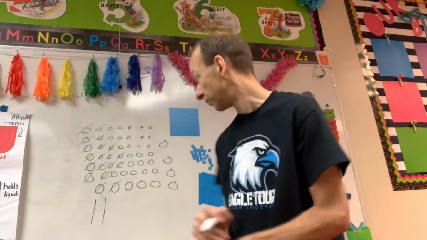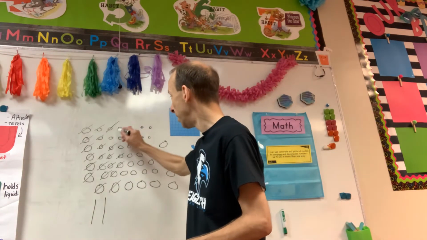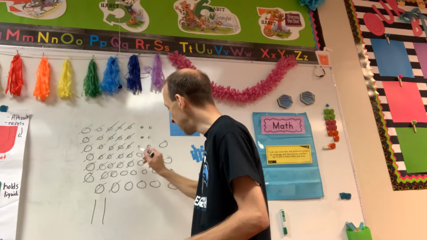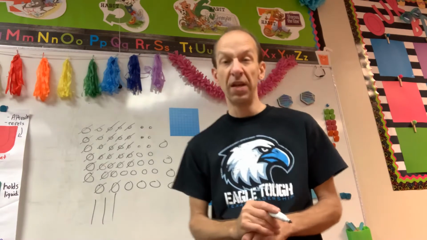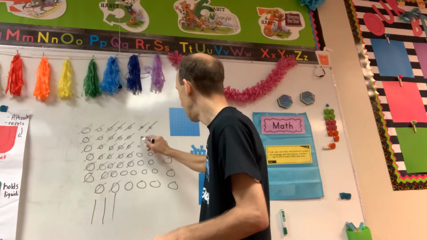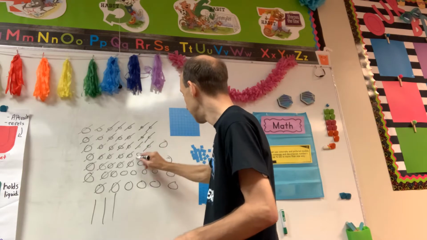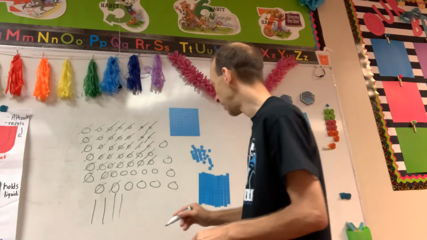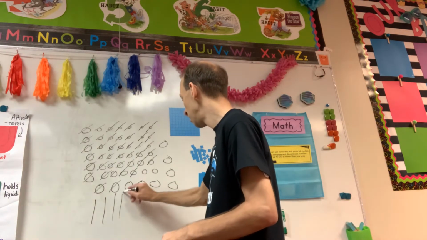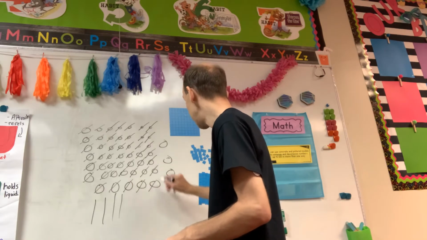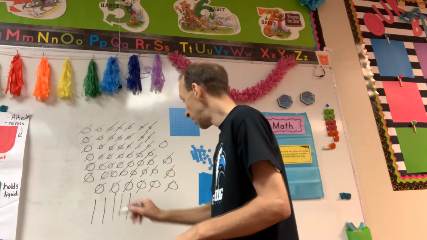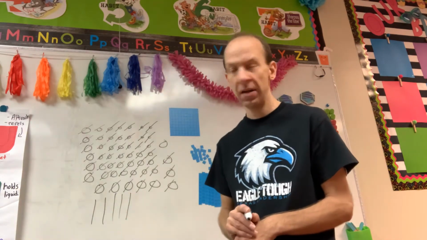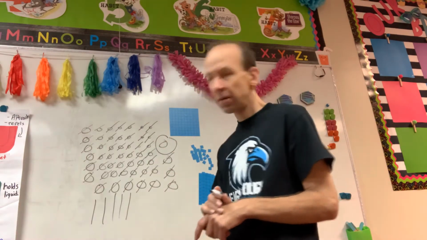All right? I'm going to keep going. 1, 2, 3, 4, 5, 6, 7, 8, 9, 10. Just made another group of 10. 1, 2, 3, 4, 5, 6, 7, 8, 9, 10. I just made another group. Let's see how far I can go now. 1, 2, 3, 4, 5, 6, 7, 8, 9, 10. So I have 5 groups of 10, and I have one little one floating out here.